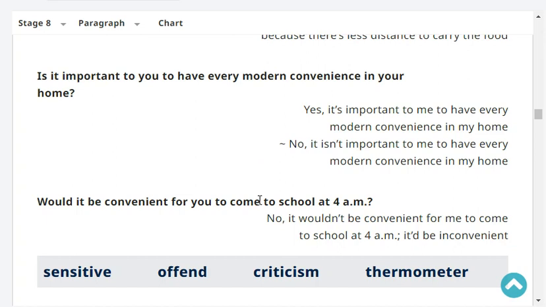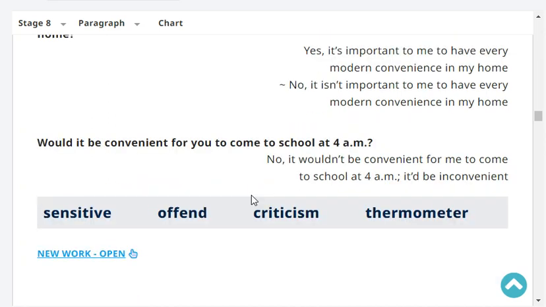Is it important to you to have every modern convenience in your home? Yes or no? Yes, it's important to me to have every modern convenience in my home.